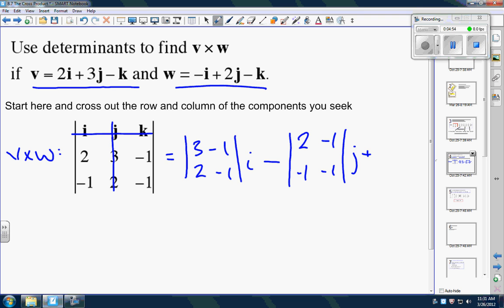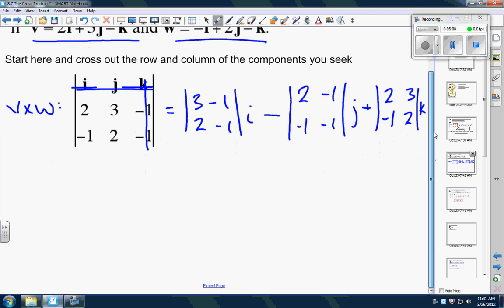The last one is an addition. We cross out the k's. Okay, so first step is you set all that up. Now we multiply on diagonals and subtract.